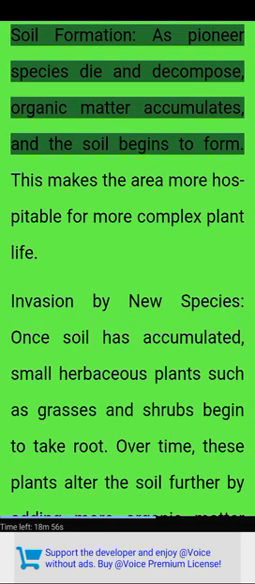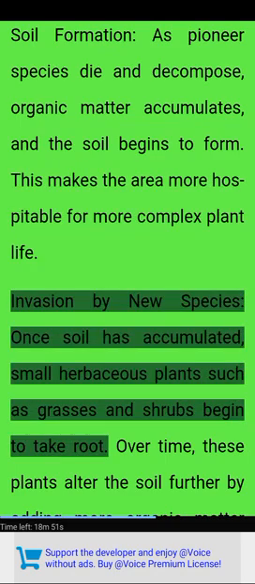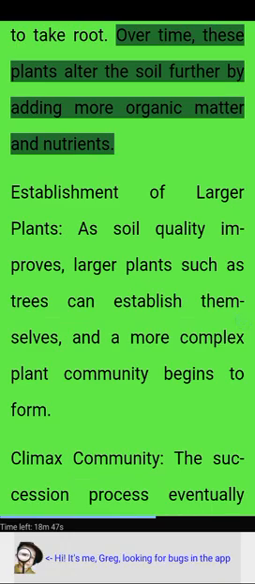Soil formation. As pioneer species die and decompose, organic matter accumulates, and the soil begins to form. This makes the area more hospitable for more complex plant life. Invasion by new species. Once soil has accumulated, small herbaceous plants such as grasses and shrubs begin to take root. Over time, these plants alter the soil further by adding more organic matter and nutrients.